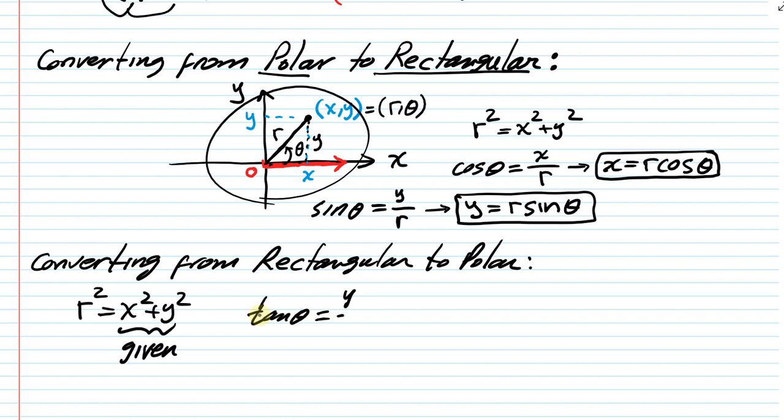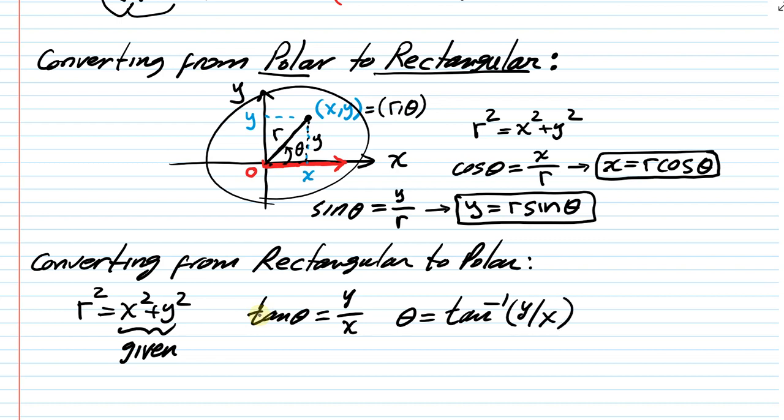That's the ratio of y to x. Remember, we're given x and y in rectangular. So if I form the ratio of y to x, which is tangent, from this, I can solve for theta, right? By definition of inverse, theta is going to be the arctan of y over x. And there you have it.